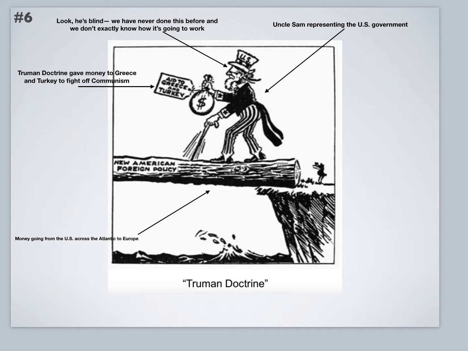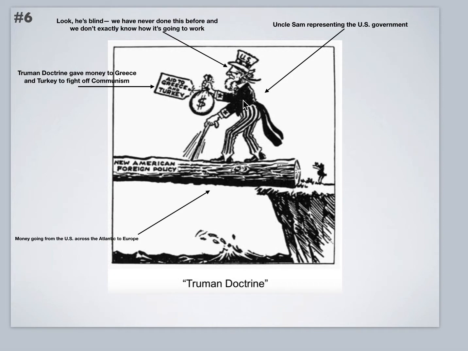So you've got the United States represented here with Uncle Sam. That's a symbol that they're using. And you've got money. So we can kind of see that the United States is bringing money across, and it's labeled aid to Greece and Turkey. And that really was the doctrine of the Truman Doctrine. President Truman asked Congress to give money to countries in Europe like Greece and Turkey to help them fight off communism.